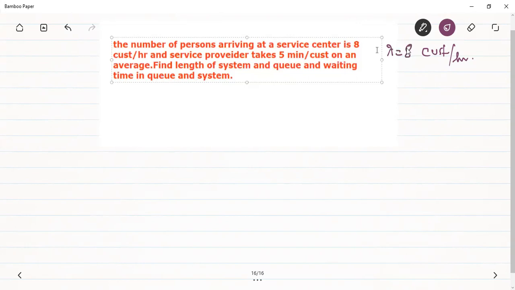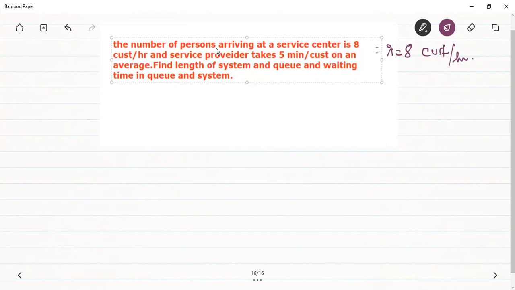Okay, the number of persons arriving at a service center is 8 customers per hour and the service provider takes 5 minutes per customer on an average. Now this is very important. See, it takes 5 minutes for one service person. Look, one customer came, after 5 minutes the next customer will be served. So how much time is it taking? The server is taking 5 minutes per customer to provide the service.